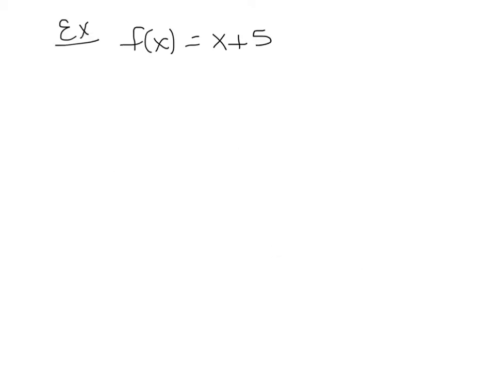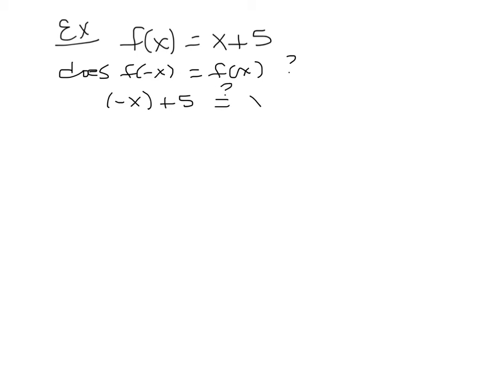Okay, so the last example we're going to try is f of x equals x plus 5. My first question is, does f of negative x come out to the same answer as f of x? If so, then this is an even function. If I put negative x in for x plus 5, does that come out the same as putting x in? This gives me negative x plus 5. This gives me positive x plus 5. The two are not the same, therefore it is not an even function.